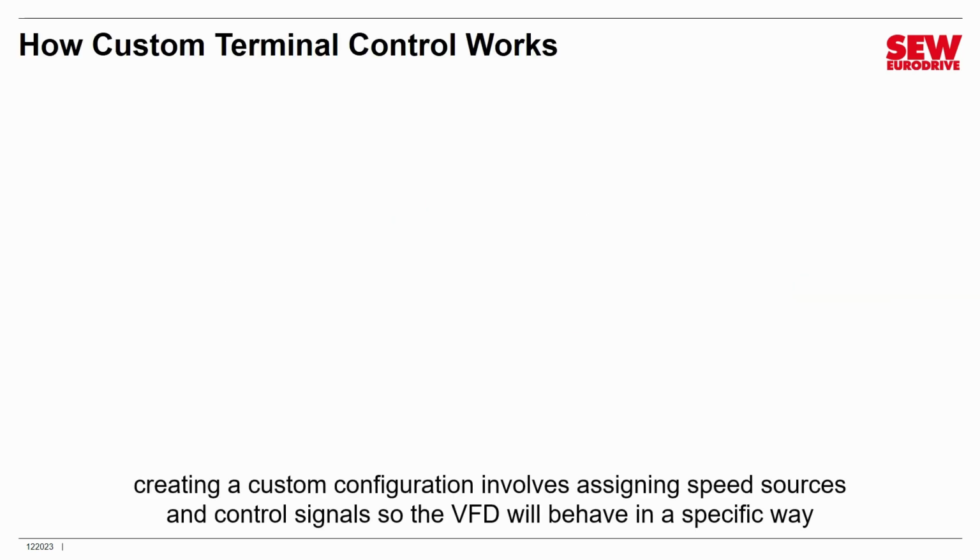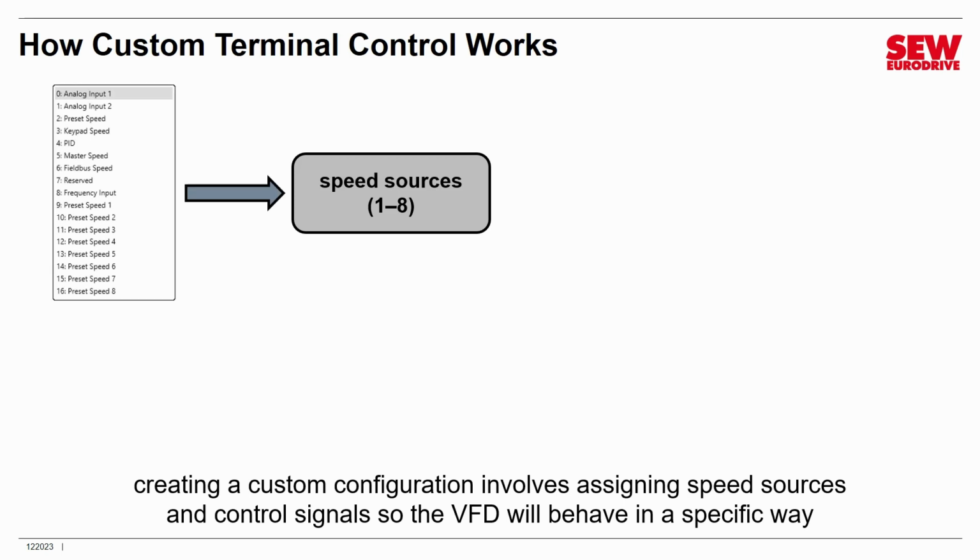So how does custom terminal control mode work? Well, it basically involves assigning different speed sources and control signals so the VFD will behave in a specific way. Now that sounds innocuous on the surface, but what does it really mean? Well, I think a diagram's in order to help make things clear. First of all, there are 8 locations within the VFD that hold different speed sources, things that tell the VFD how fast to run. Think of them as slots in the VFD's memory, and each one of them can be populated with one speed control source.